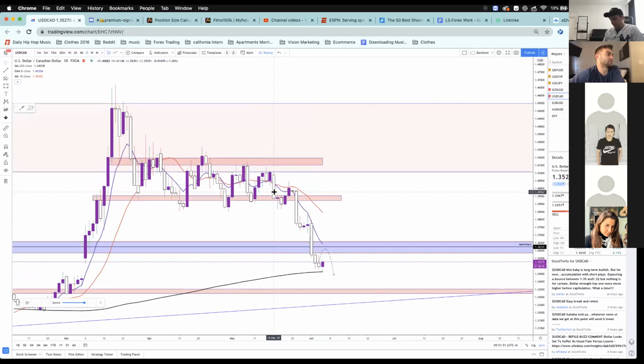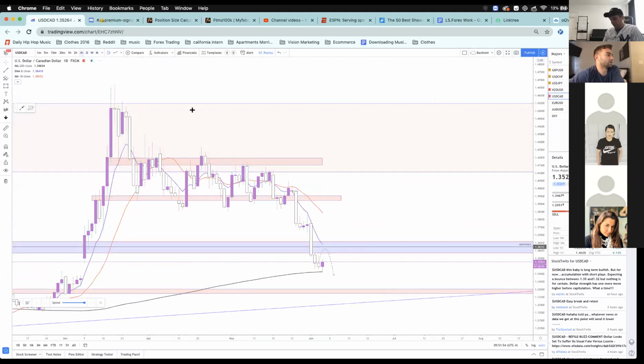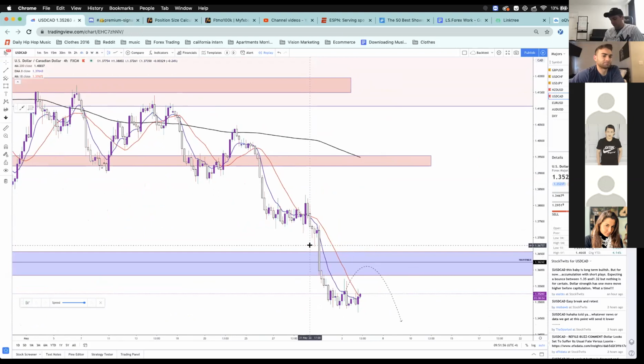With that in mind, let's see where we can see structure a little more clearly on the 4 hour. Hold on. Your mic is messing up.